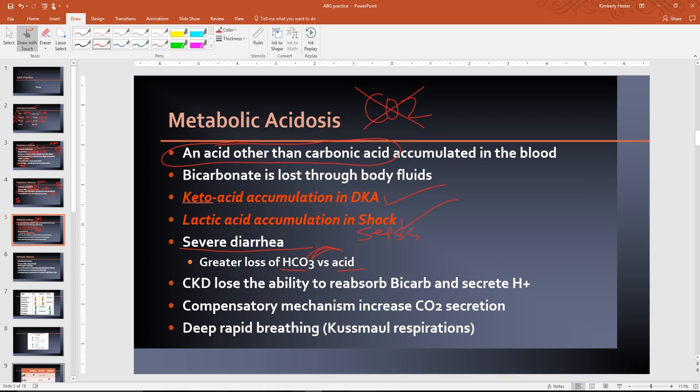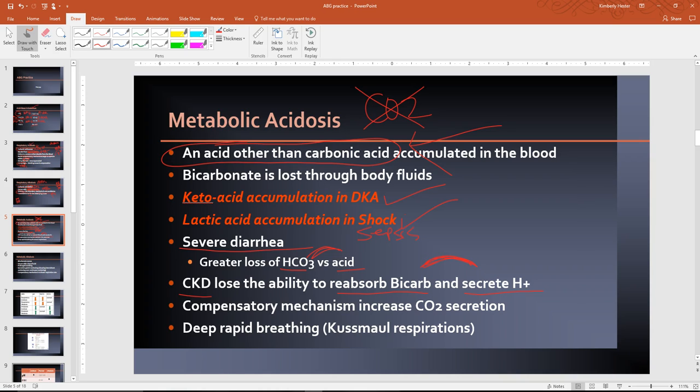All right, and then the kidneys will lose the ability in chronic kidney disease. They're going to lose the ability to reabsorb bicarb and secrete hydrogen ions, which is an acid. So you end up with an imbalance that way as well. But it's easy to remember if you think of it this way. It's an acid other than carbonic acid, so an acid other than CO2. So it's being caused by something that's going on with the body, not the respiratory system.